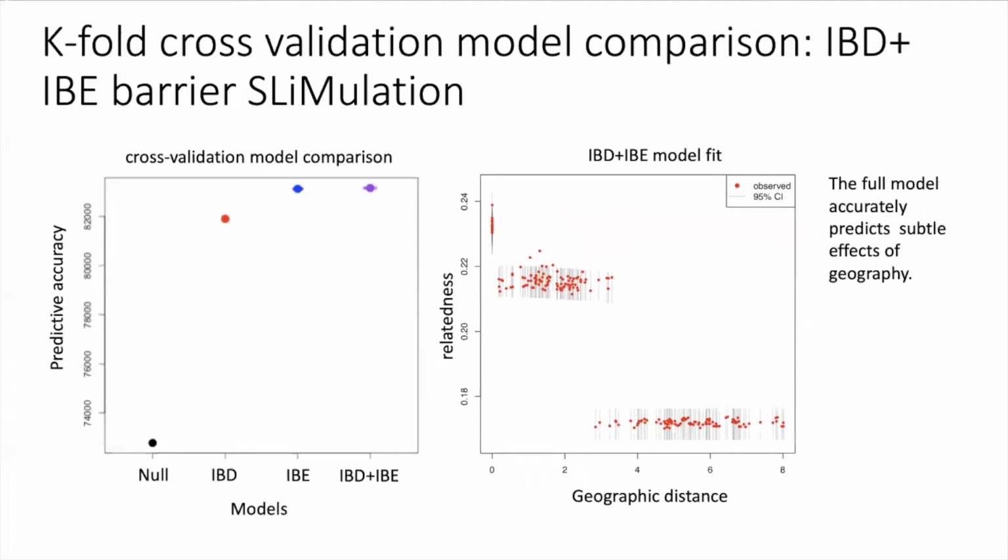And then when we look at that prediction, we have here the 95% confidence intervals around the relatedness between the individuals and the observed relatedness, and it does a pretty good job and picks up that really subtle effect of just geographic distance.